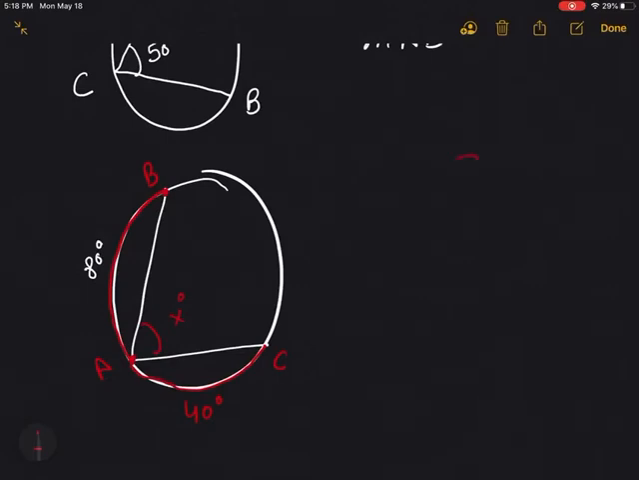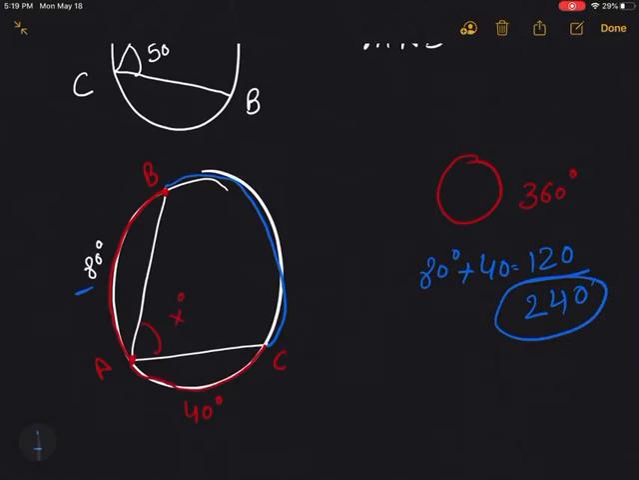And on the entire circle, I have 360 degrees. So can we figure out part BC, which is this part here? Once I have that measure, I can figure out the inscribed angle from there. How would you do that? I would add 80 to 40, which becomes 120. If I take that away from 360, that's 240. So I know the arc measure from B to C is 240 degrees. Since I already know the measure of that arc, I can just take half of that.